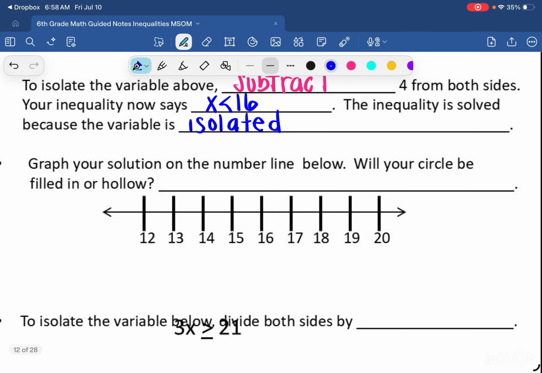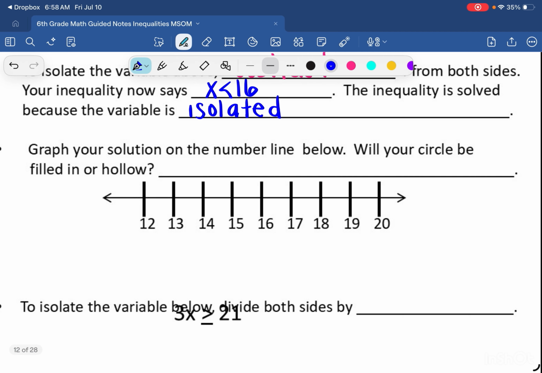Graph your solution on the number line below. Will your circle be filled in or hollow? My solution is x is less than 16, so 16 is not included, so my circle will be hollow. And x is less than 16, meaning I need to draw an arrow to all the numbers that are less than 16. So the arrow will be going to the left.